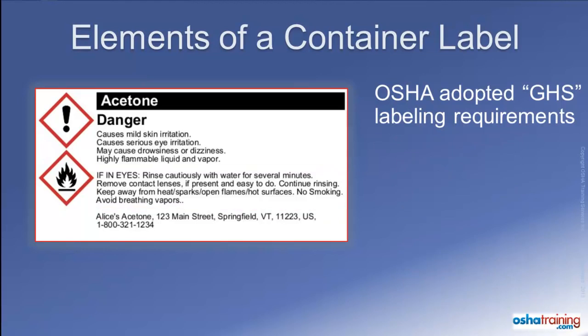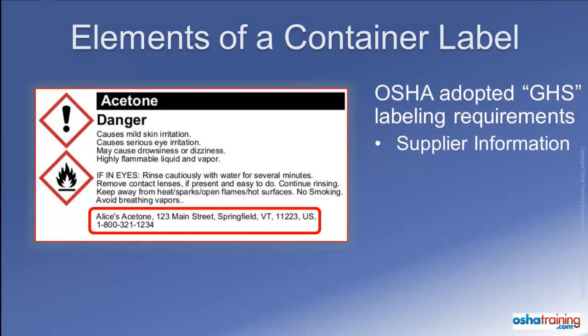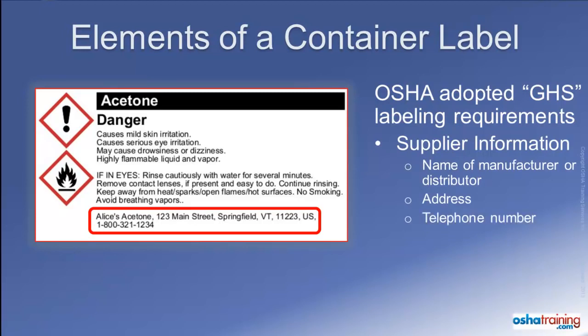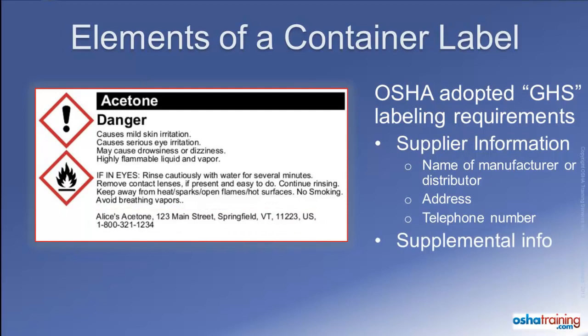GHS compliant labels must also display supplier information. This is where you will find the name of the manufacturer or distributor of that product, as well as their street address and telephone number. On some labels, you may see supplemental information about the product, such as directions for its use and possibly an expiration date for the product.